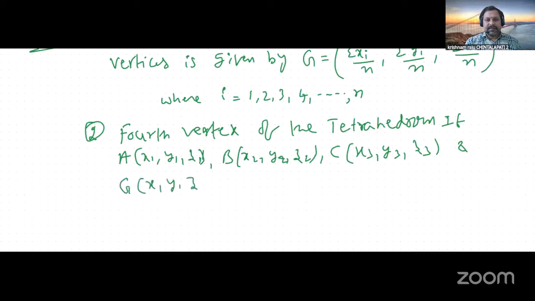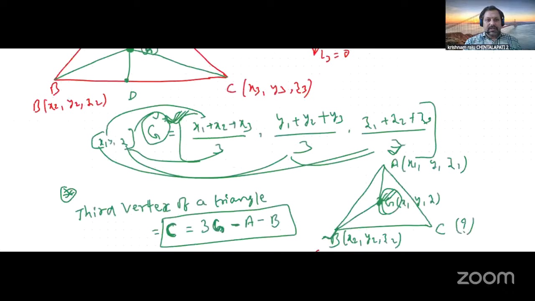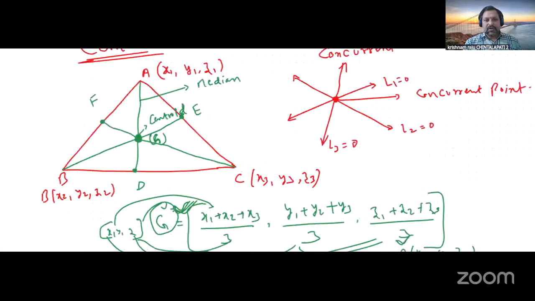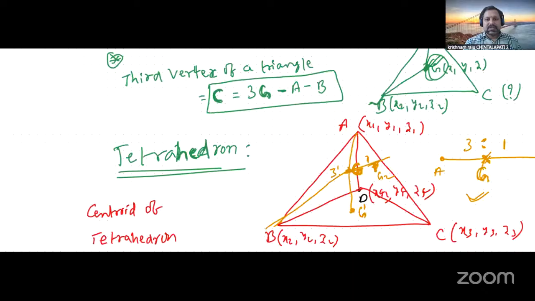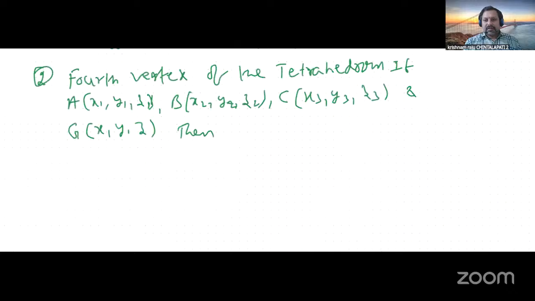Now the same question here, as we discussed for the centroid of triangle ABC. In the centroid of triangle ABC, they gave vertex A, vertex B, and the centroid, and you had to find the third vertex. So what is the formula? The third vertex can be found by 3 times the centroid minus A minus B. Similarly, here in the tetrahedron, now they want the fourth vertex D. So D equals how much?